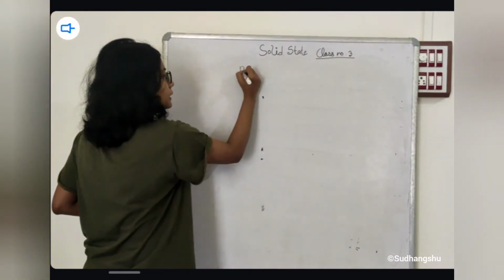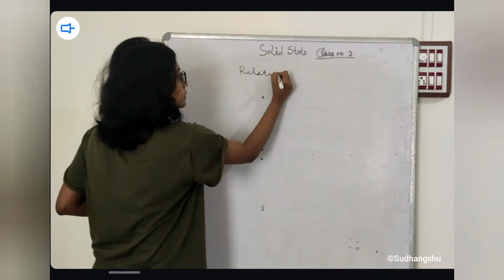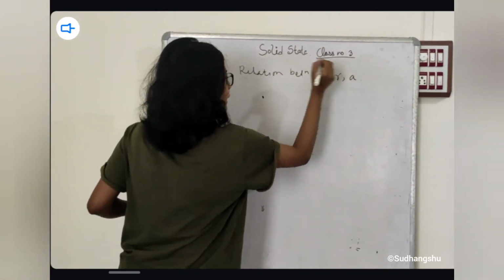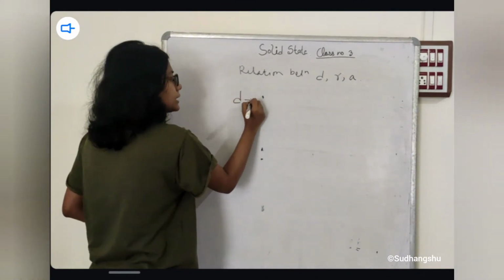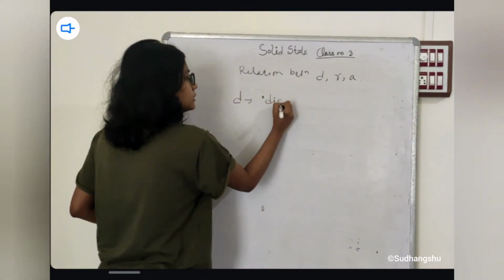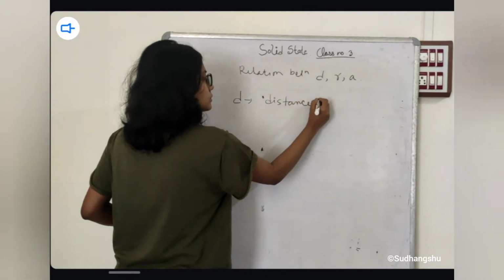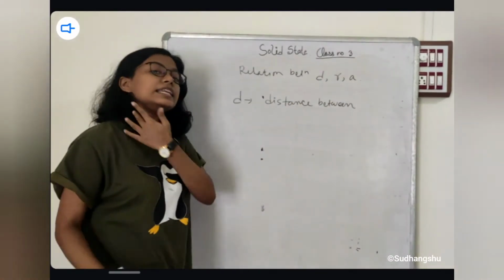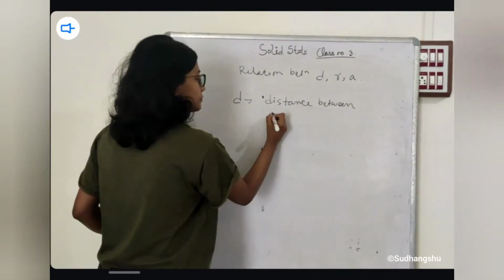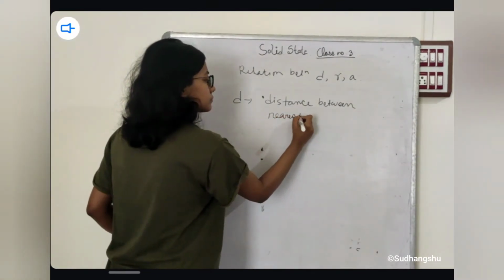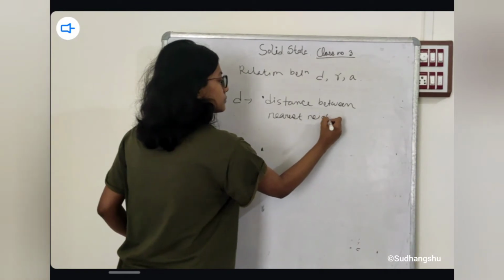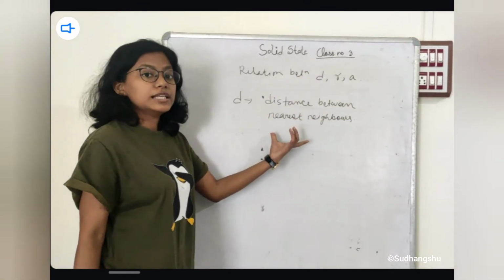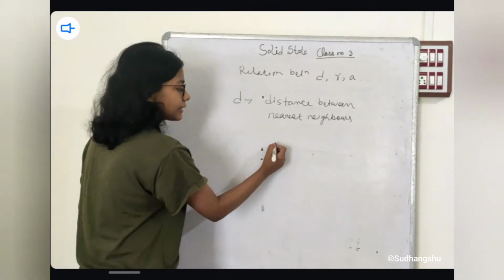Now we will calculate the relation between D, R and A. So what is D? D is the distance between nearest neighbors. So what are nearest neighbors?